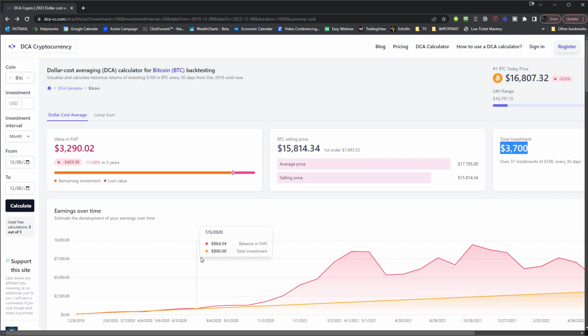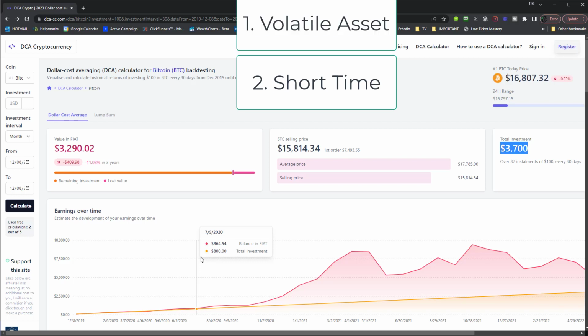So there's 2 things to point out here. Number one is with Bitcoin, we're using a very, very volatile asset. So that's number one. This is not like investing in the S&P 500 or something that's less volatile. It is one of the most volatile markets in the world. So that's one reason why dollar cost averaging may not be as good. Second reason is it's a very short period of time.